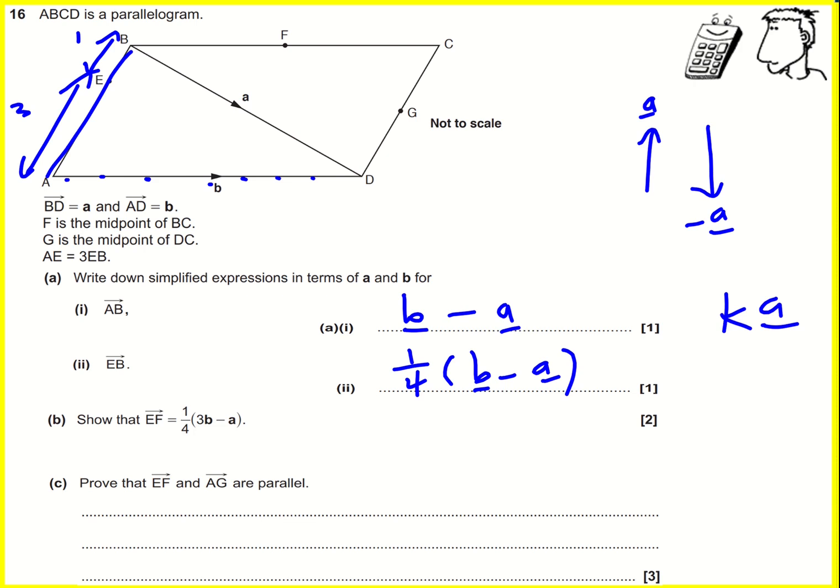Okay, just be careful not to write a third because this is worth a third of this, but overall we need to split it into 4, and I've got 1 over 4. Show that EF is a quarter of 3B minus A. So EF is over here.